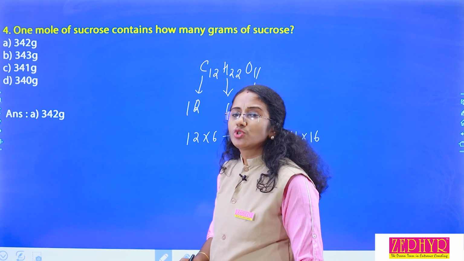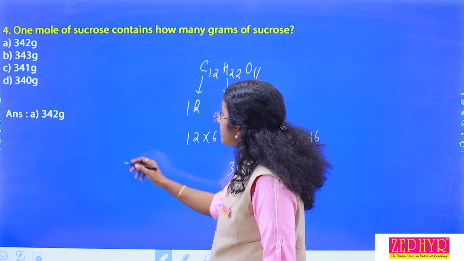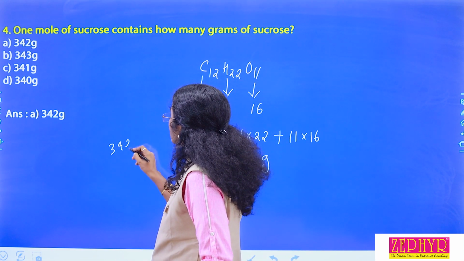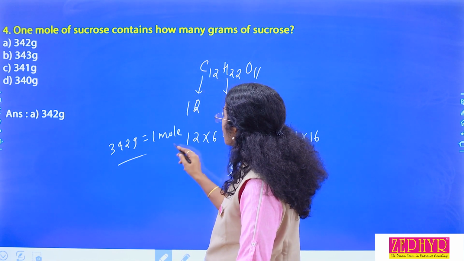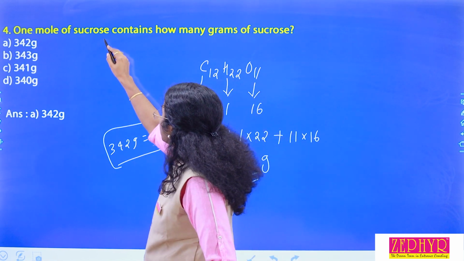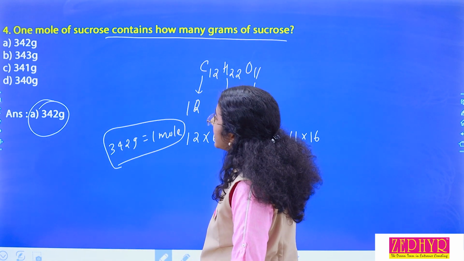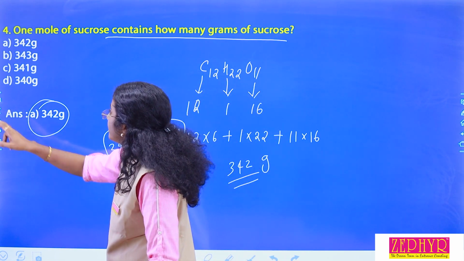This is the GMM of sucrose, the gram molecular mass of sucrose. So the molecular mass of any substance is equal to 1 mole, right? So 342 gram sucrose equals 1 mole. So 1 mole of sucrose contains how many grams? That is 342. Answer is option A. Then let's move to the next question.